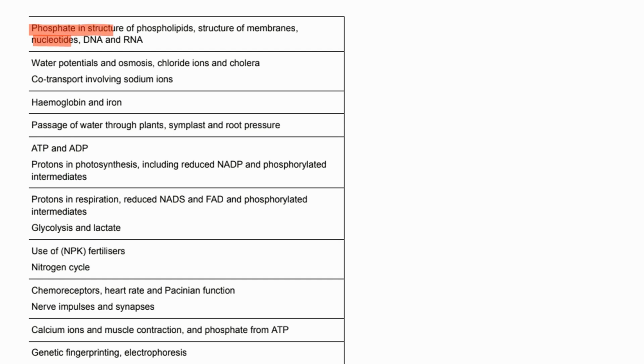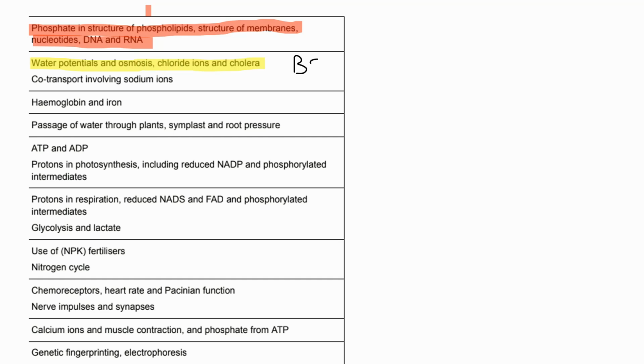Here are the topics this essay came up. Here are the topics that I didn't cover, in red. So phosphate in the structure of phospholipids, and the importance of ions in DNA. Well, you've got the phosphate ion, which has a negative charge. That's part of nucleotides and part of DNA. I didn't really want to talk about that.